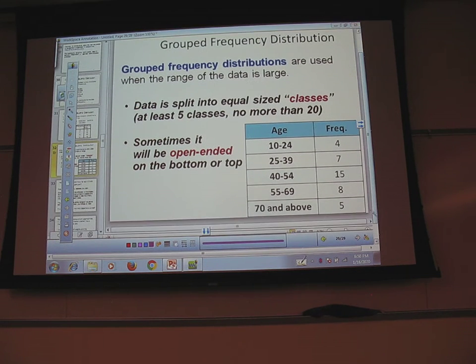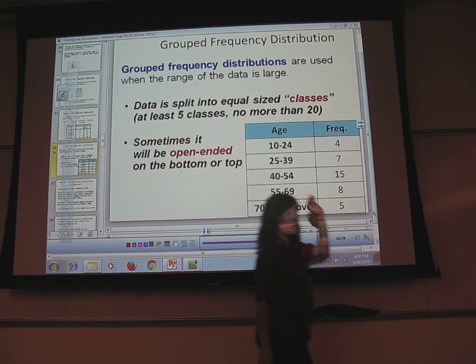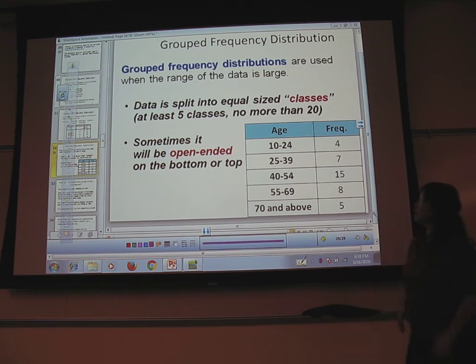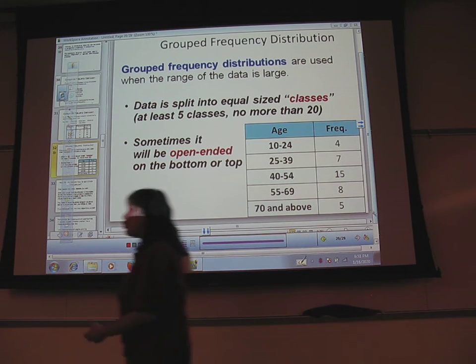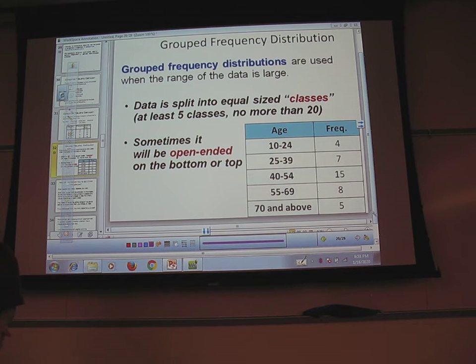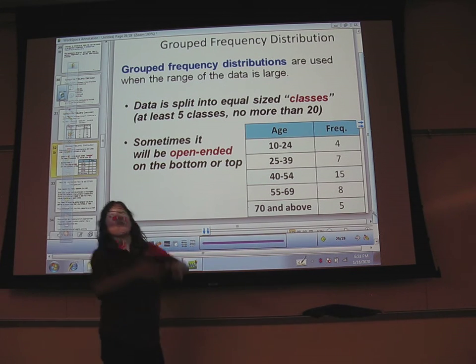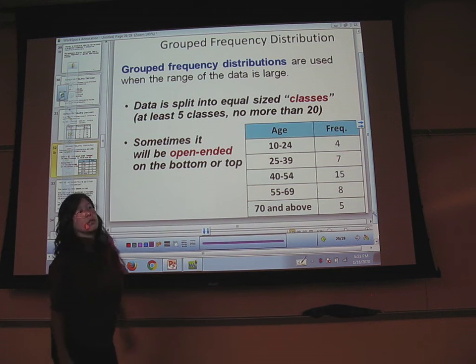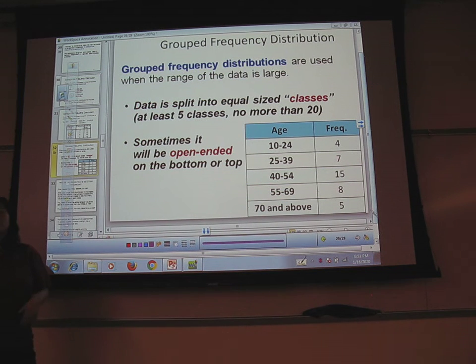So again, we use group frequency distributions when the range of the data is very large. We split data into equal sized classes. They have to be equally sized, otherwise it's not fair. Right? These have to be the same size as each other. However, sometimes we can be open-ended on the top or the bottom. The bottom can be this much and above. When would you do an open-ended? Do you guys know what I'm talking about when I say open-ended? See how it's a 70 or more? That's open-ended. Open-ended on the bottom would be like 25 or less.